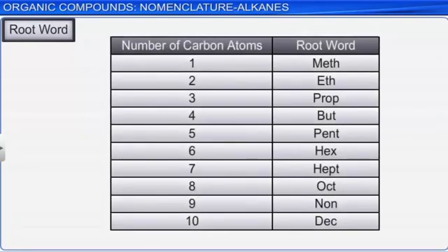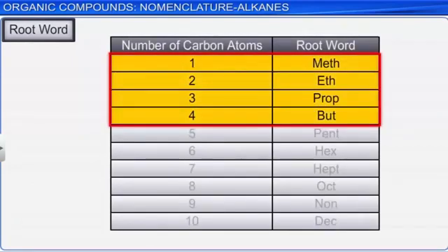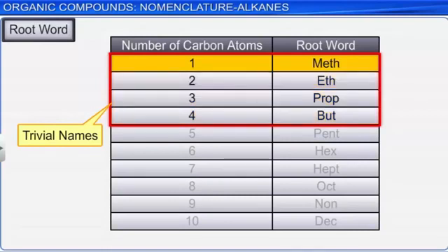A chain which consists of up to 4 carbon atoms is assigned special root words from their trivial names. Thus, the root word for 1 carbon atom is meth, 2 carbon atoms is eth, 3 carbon atoms is prop, and 4 carbon atoms is but.